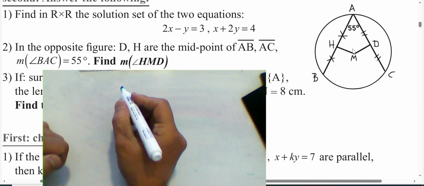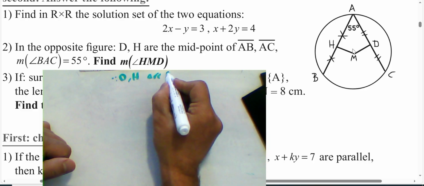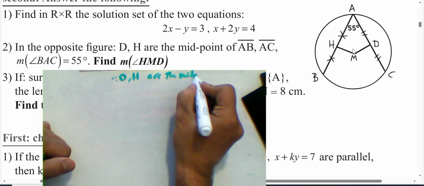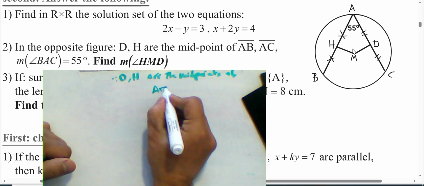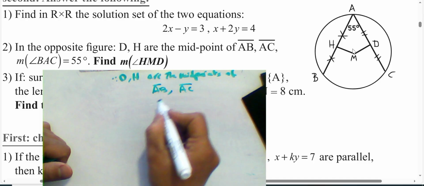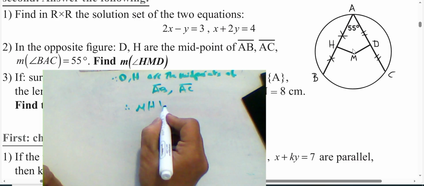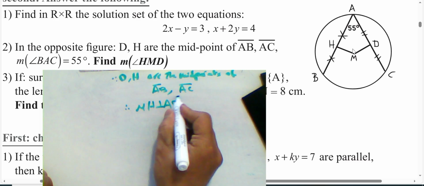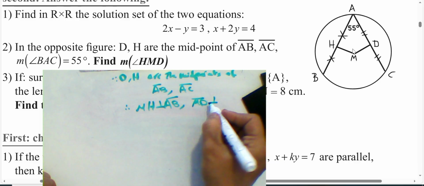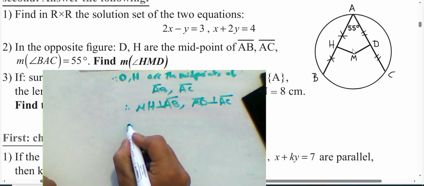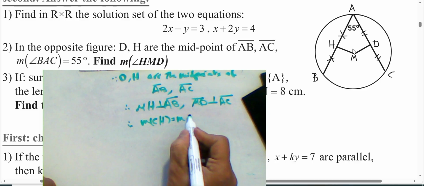Okay, such that D and H are the midpoints of AB and AC. Then MH will be perpendicular to AB and also MD will be perpendicular to AC. So the measure of angle H will be equal to the measure of angle D, which is 90 degrees.